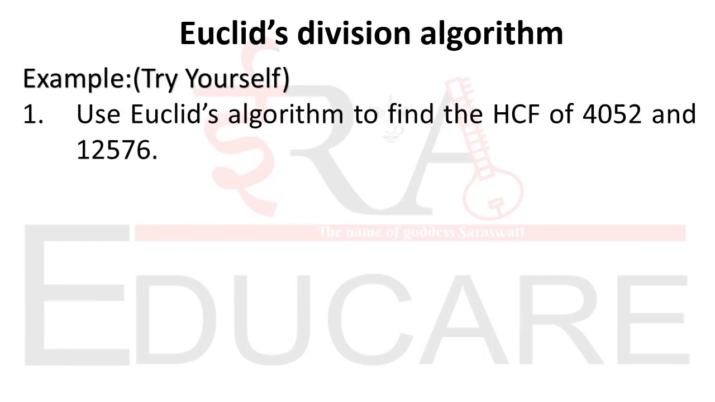Now Euclid's division algorithm. These are some examples you can try yourself, right? Use Euclid's algorithm to find the HCF of 4052 and 12576. Remember friends, here your A becomes 12,576 and B is equal to 4052. So let A be 12,576 and B be 4052, right? And try to calculate using Euclid's division algorithm and find your HCF.